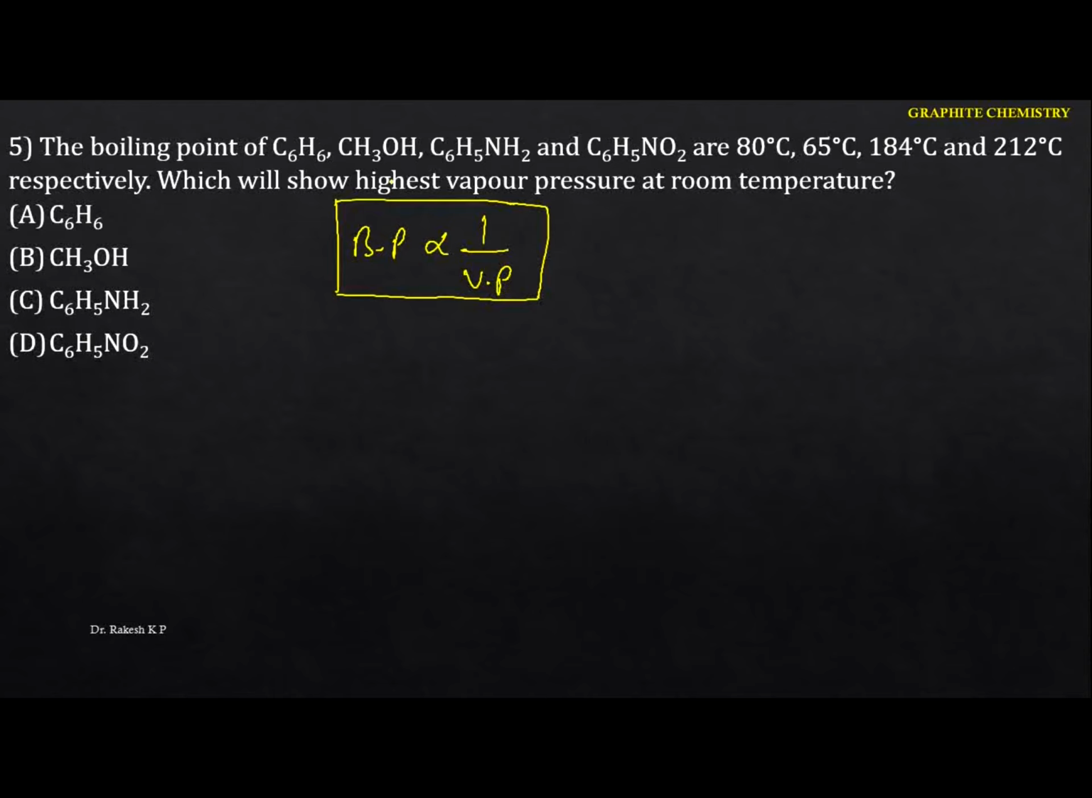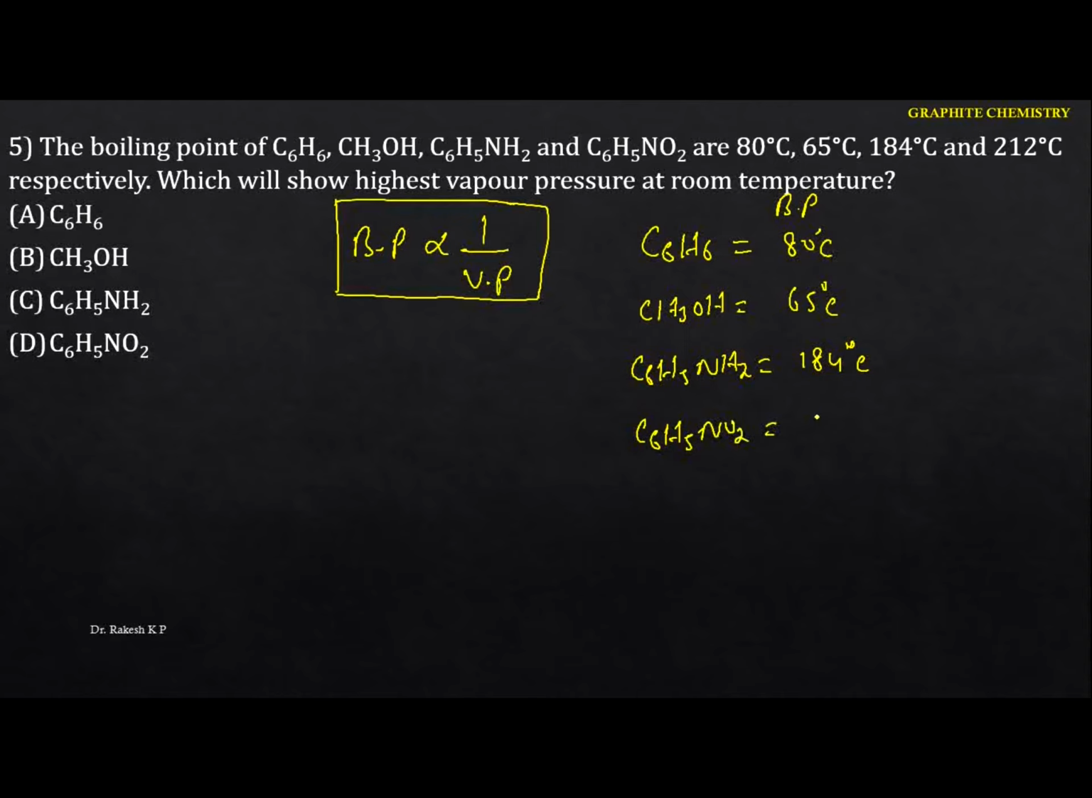Now we have to identify. Here they have given the boiling points, so let me write them. For benzene, the boiling point given is 80 degrees Celsius. For methyl alcohol, it is 65 degrees Celsius. Next is aniline, C6H5NH2, with a boiling point of 184 degrees Celsius. And for nitrobenzene, the boiling point given is 212. But what you have to identify is the highest vapor pressure.